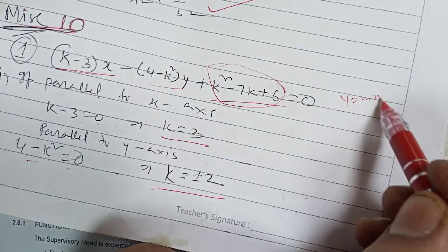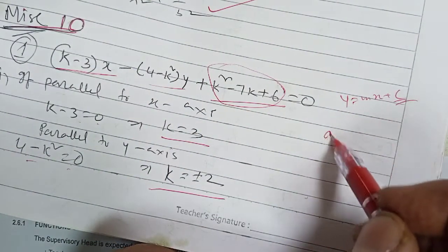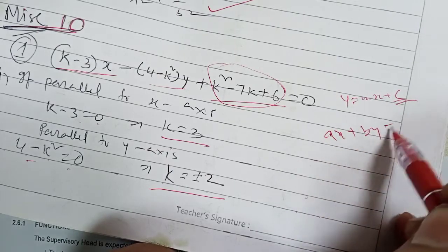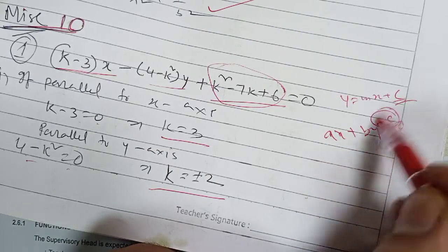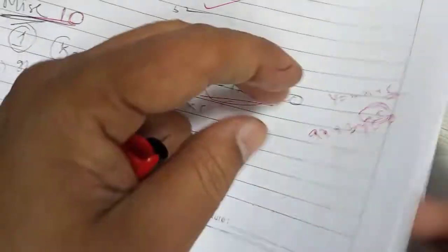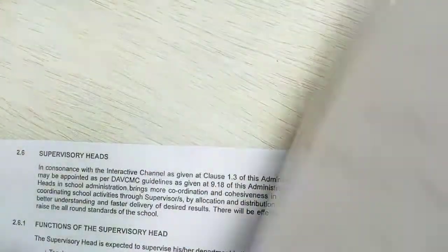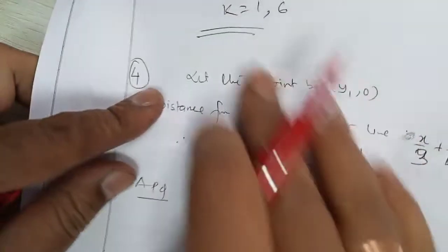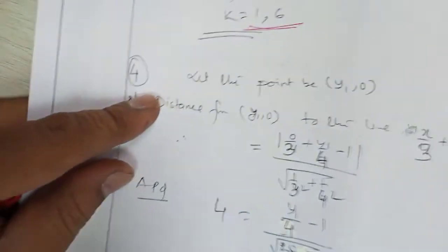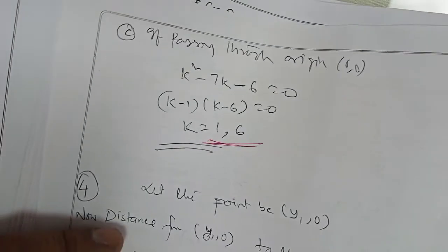y = mx + c, c will be 0, or ax + by = 0, c is also 0. So this will be 0. By making it 0, we get a quadratic equation. By solving, we get the value of k as 1 and 6.